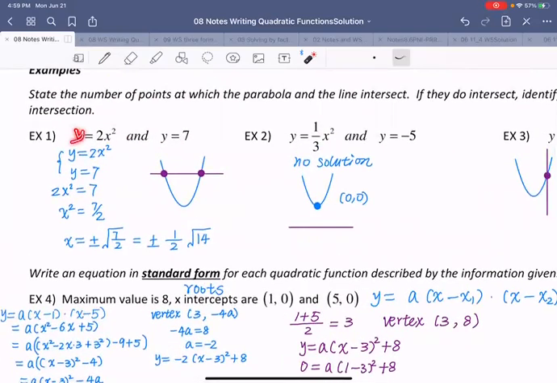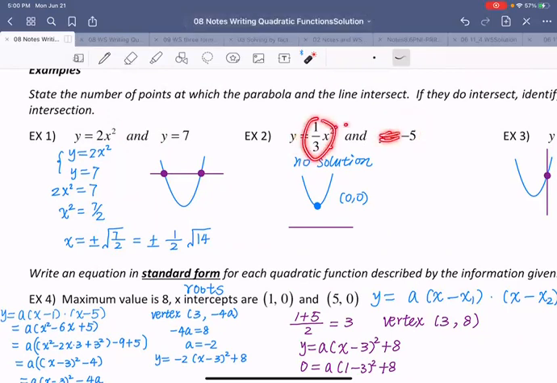You make their y equal. So that becomes 2x squared equals 7, so x squared equals 7/2. You take the square root of both sides and put a plus or minus in front. So your answer is x equals plus or minus the square root of 7/2. Okay? This one, if you want to solve it, you make it equal to -5.